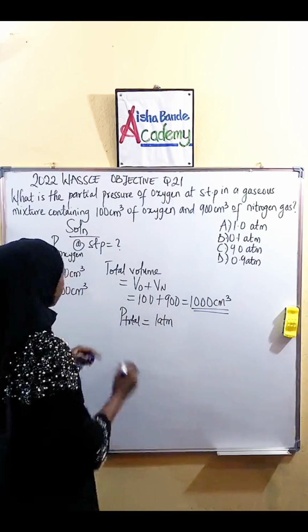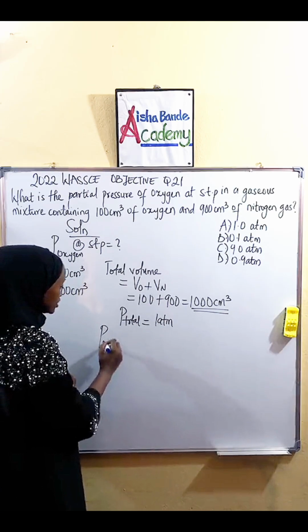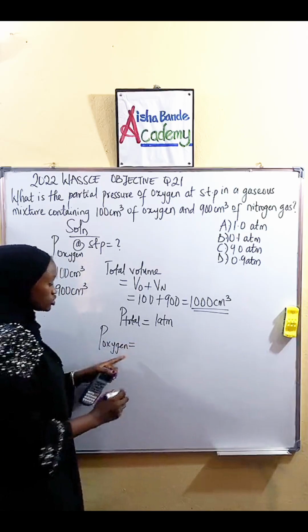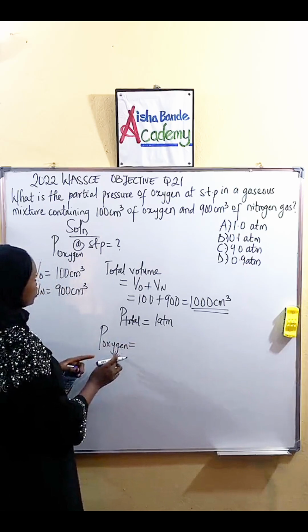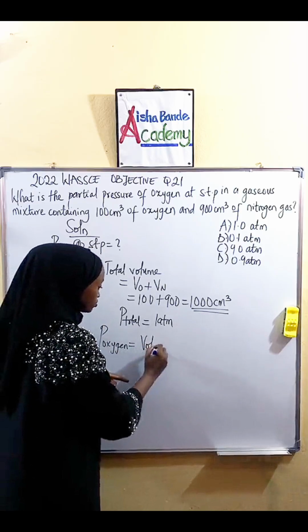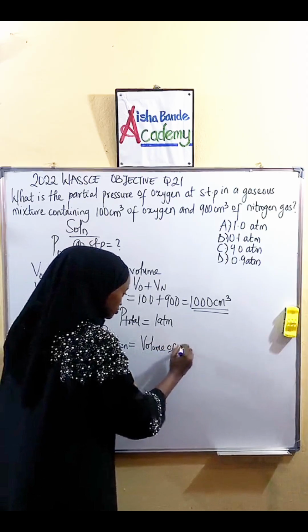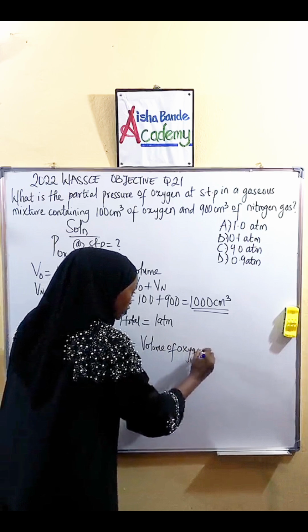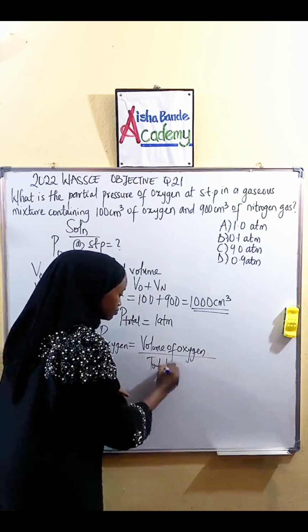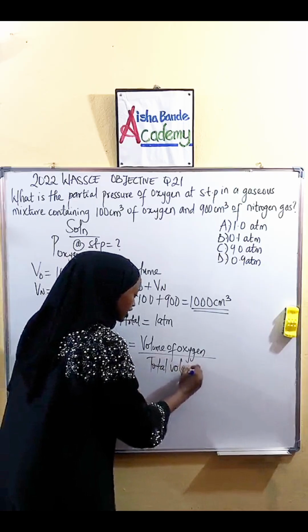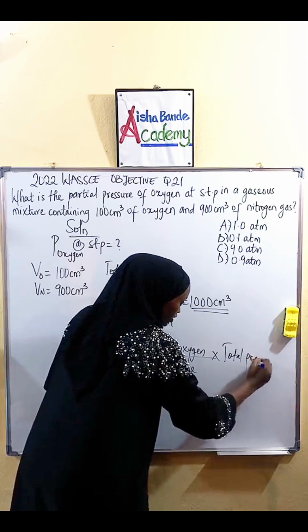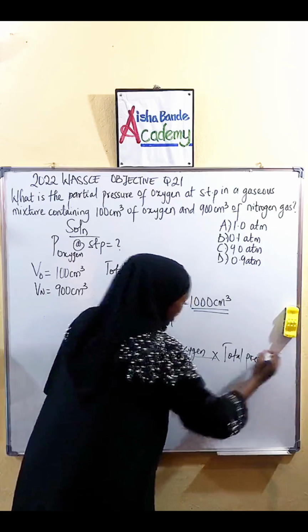So for us to get the pressure of oxygen, which is what the question has asked us to find, the pressure of the oxygen at STP is going to be the volume of oxygen divided by the total volume, times the total pressure. So with this relation now we can get the unknown.